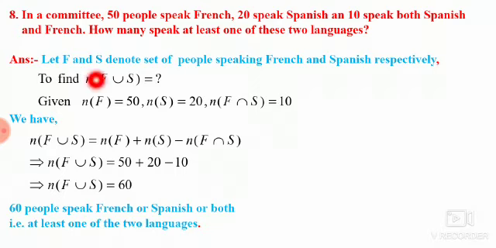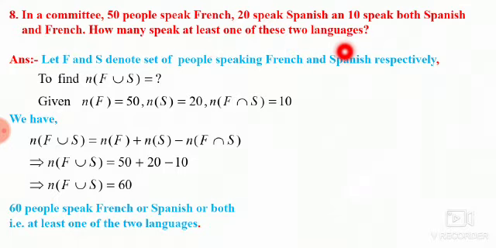Moving to the next question. Question number 8. In a committee, 50 people speak French, 20 speak Spanish, and 10 speak both Spanish and French. We are going to find how many speak at least one of these two languages.